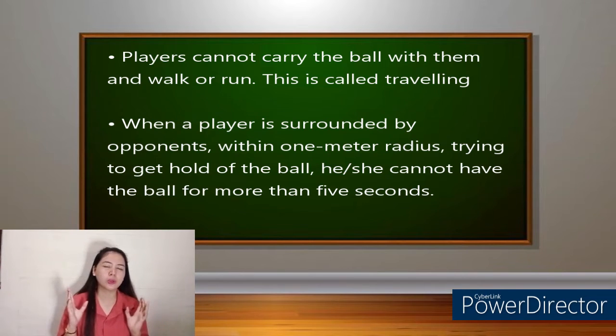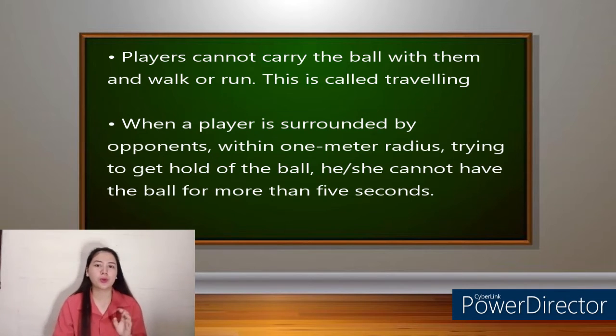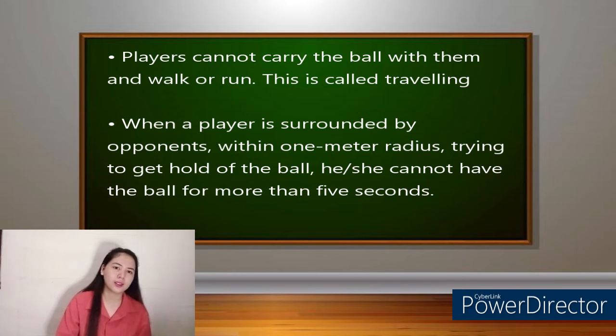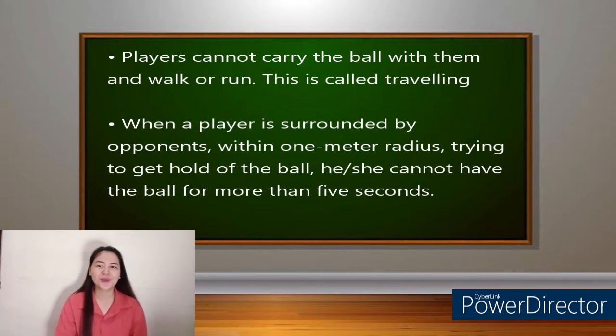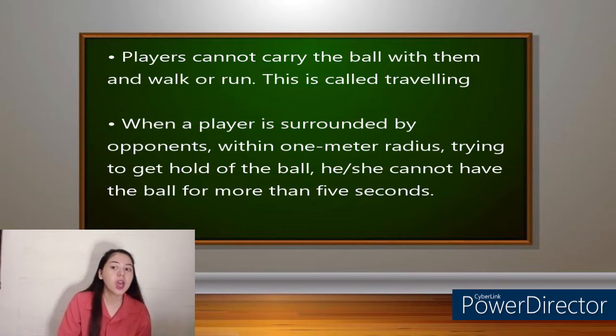Don't always hand it. You always need to dribble, because holding is not that good. When a player is surrounded by opponents within a 1 meter radius trying to get hold of the ball, he cannot have the ball for more than 5 seconds. Such players are considered to be closely guarded.